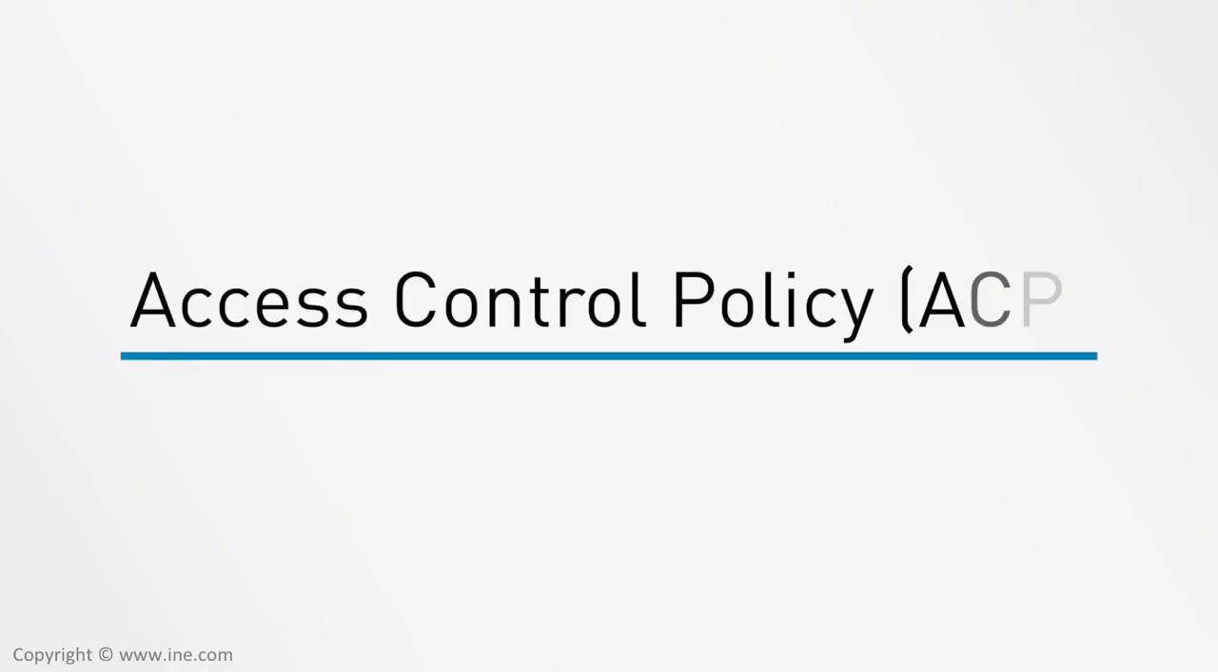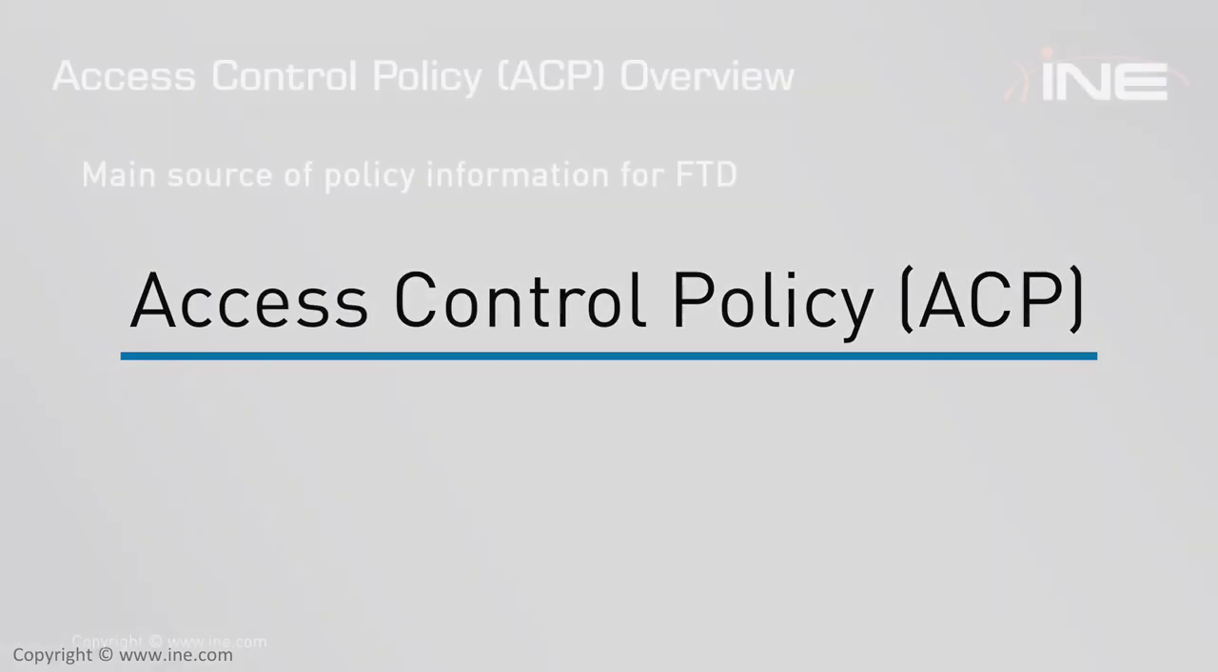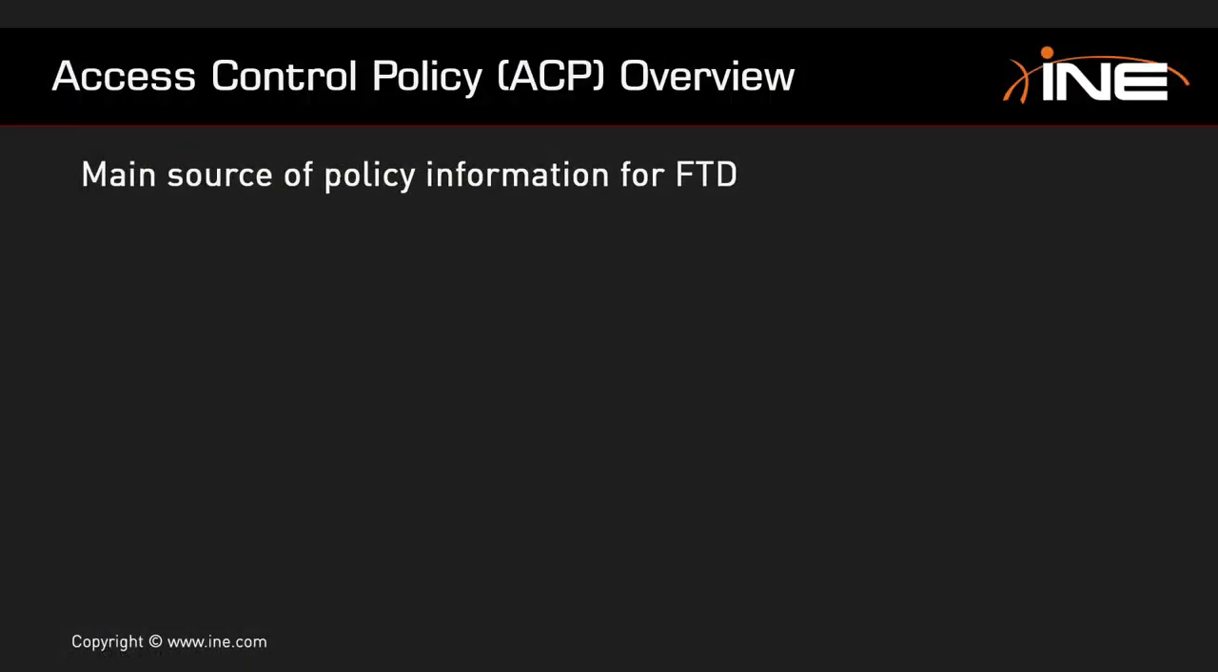Welcome back, everyone. In our next session, we will take a look at access control policy. Access control policy is going to act as the main source of policy information on every single Firepower platform, including Firepower Threat Defense. This policy is going to generally control how the communication is going to be handled by the different Firepower Threat Defense engines. And this way, whether communication is going to be blocked, allowed, or maybe inspected.